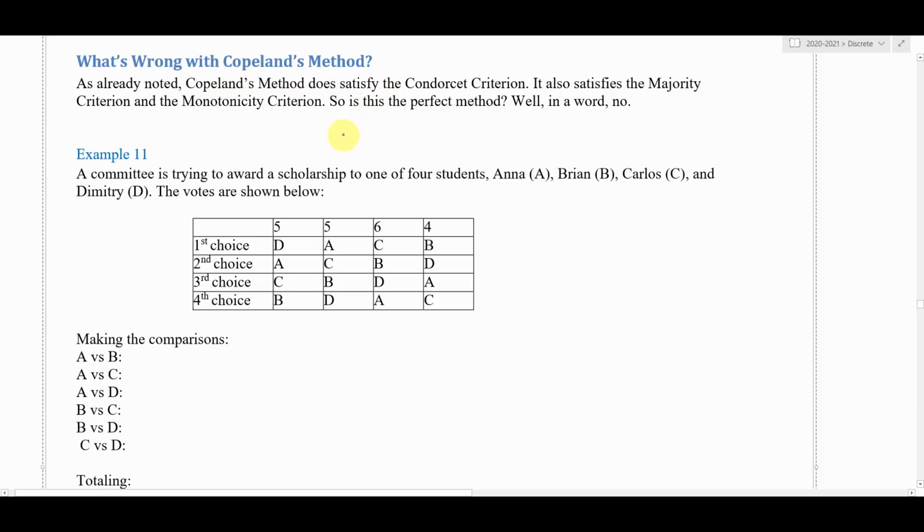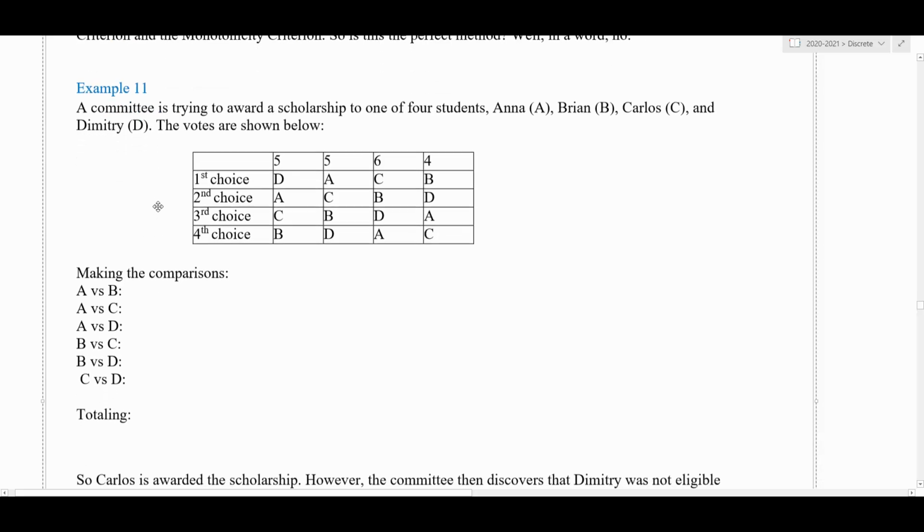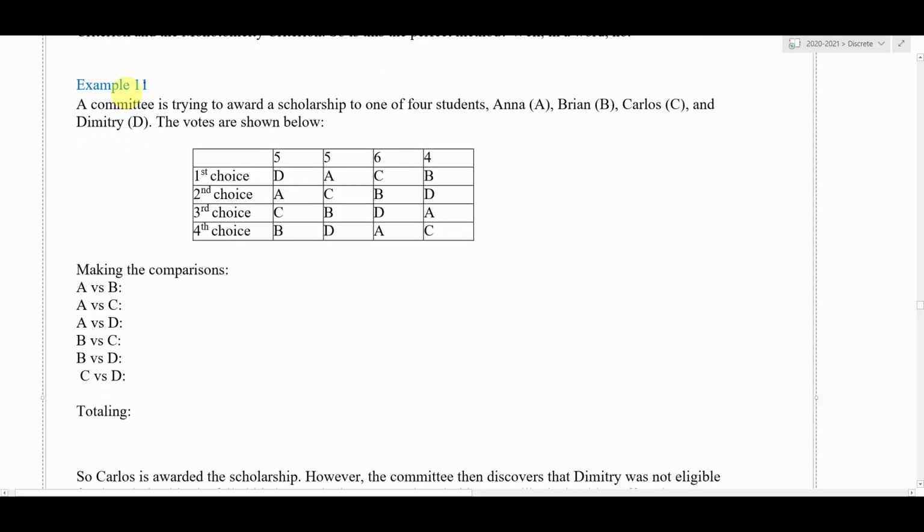So it seems like this is a really good method, but there is a fourth fairness criterion, which we're going to see today, and we'll see why Copeland's is not exactly the perfect method that we think it is. Okay, so let's look at example 11. We have a committee that's deciding on how to award a scholarship to one of 4 students, and they are going to use Copeland's method to determine that winner.